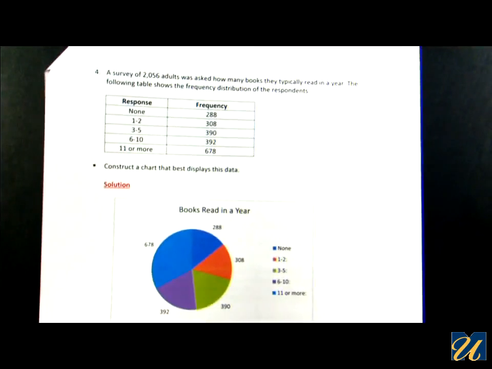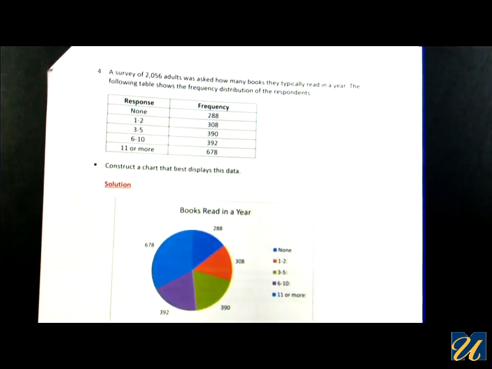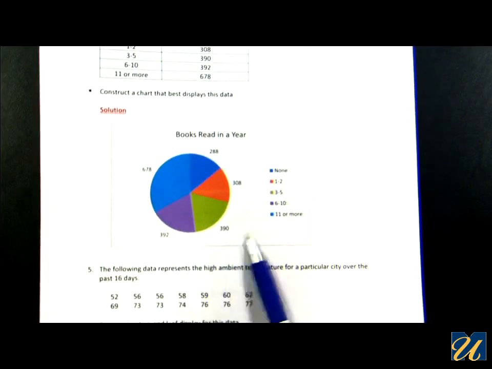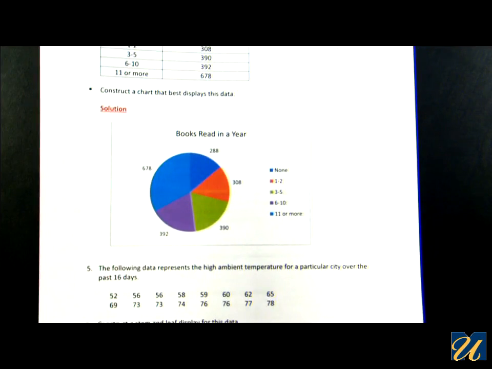For number 4, a survey of 2,056 adults was asked how many books they typically read in a year. The following table shows the frequency distribution of the respondents. You have the frequency and the responses. Construct a chart that best displays this data. The chart that we should be using is a pie chart, once again, using the corresponding relative frequency, and then you can also use the percent frequency.